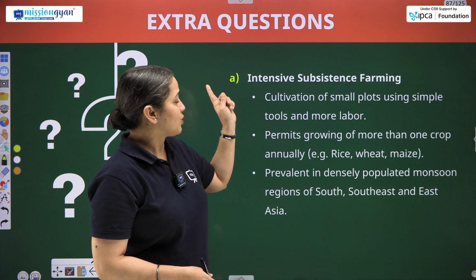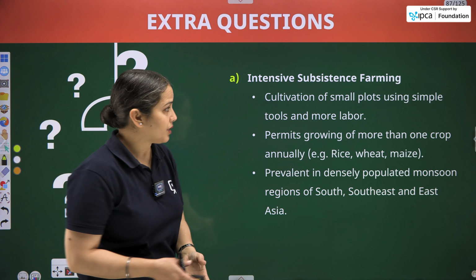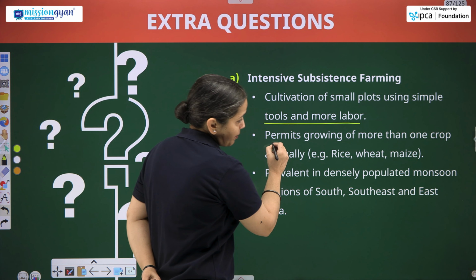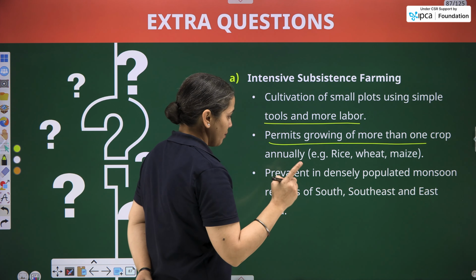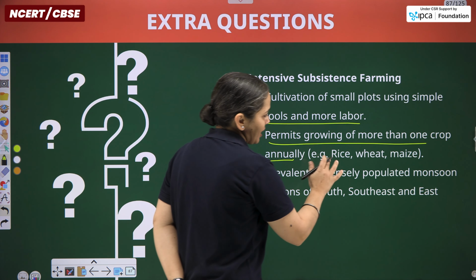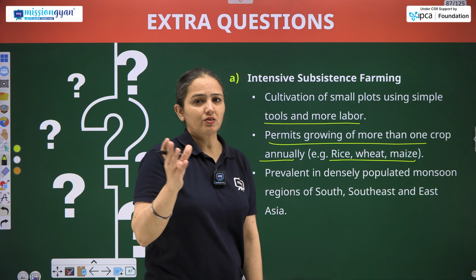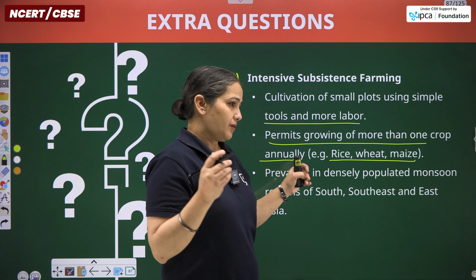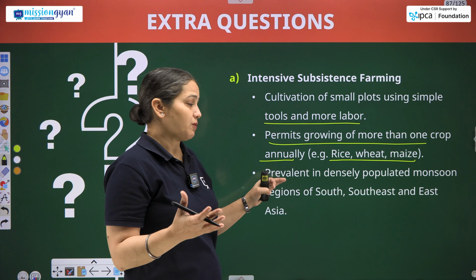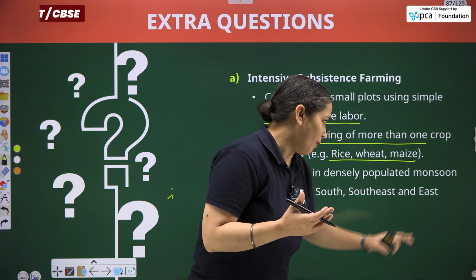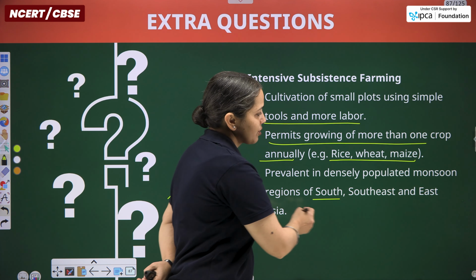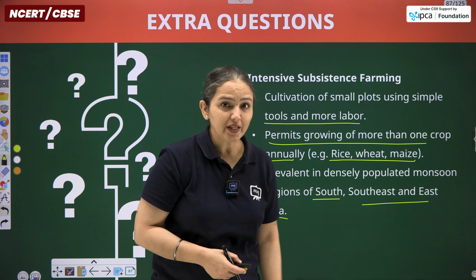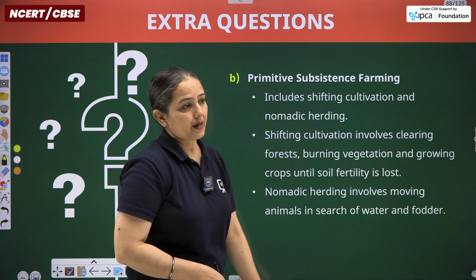So in the subsistence we do have intensive, that requires more labor. So cultivation of small plots using simple tools and more labor. It permits growing of more than one crop, not multiple crops annually. So it can be rice, wheat, at most 3 crops, not more than 3 crops in a year are grown. It is at present in practice in the densely populated monsoon regions of South, Southeast and East Asia particularly. Just look for the example. Rice is particularly done in the southern part.